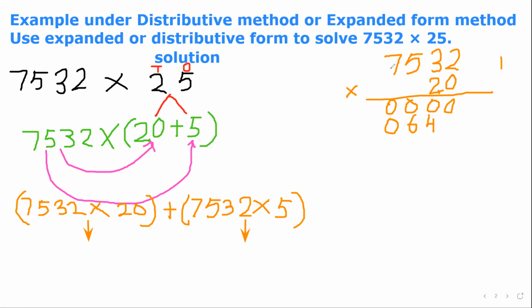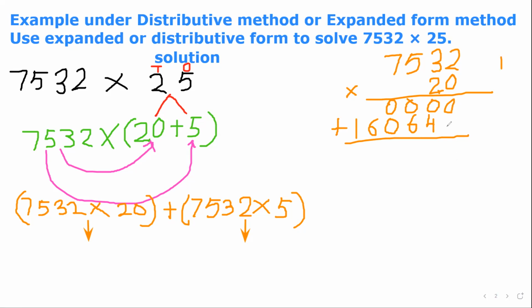2 times 7, which is 14, plus the remainder, which is 16. You write the ones and then the last digits. When you finish, you add the two products like the vertical form that we use. So here, you add the ones column.